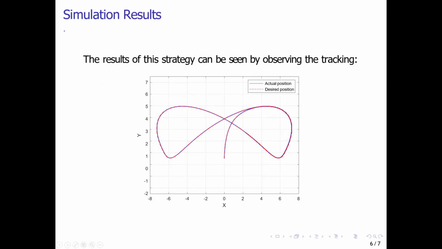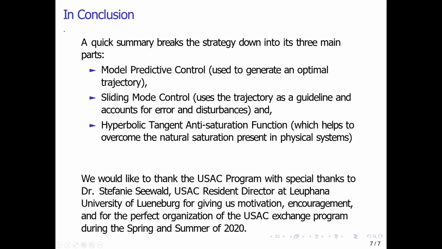The results of this strategy can be seen by observing the tracking shown in the diagram below. The pathing of the diagram is a bit unconventional in order to show the robustness and effectiveness of the control strategy. Additionally, this diagram shows an example without saturation or error. However, using saturated inputs or introducing error results in much the same diagram with no visible difference. To summarize, we used model predictive control to generate an optimal trajectory, sliding mode control to account for errors and disturbances, and an anti-saturation function in order to deal with the saturation present in physical systems.